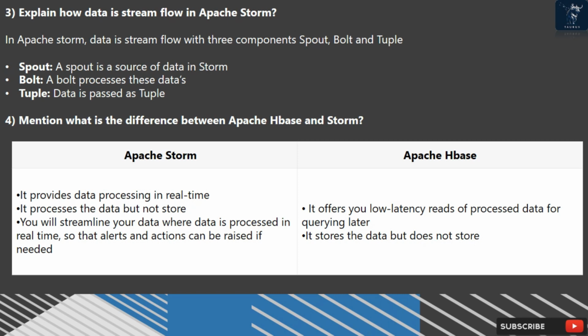4. Mention what is the difference between Apache HBase and Storm. Apache Storm: it provides data processing in real time. It processes the data but does not store it. You will streamline your data, where data is processed in real time, so that alerts and actions can be raised if needed. Apache HBase: it offers you low latency reads of processed data for querying later. It stores the data but does not process it.